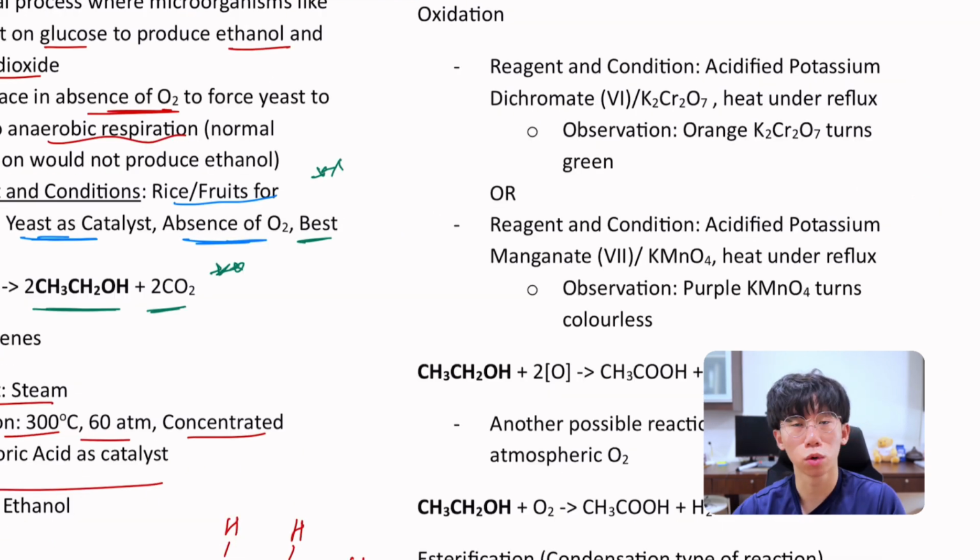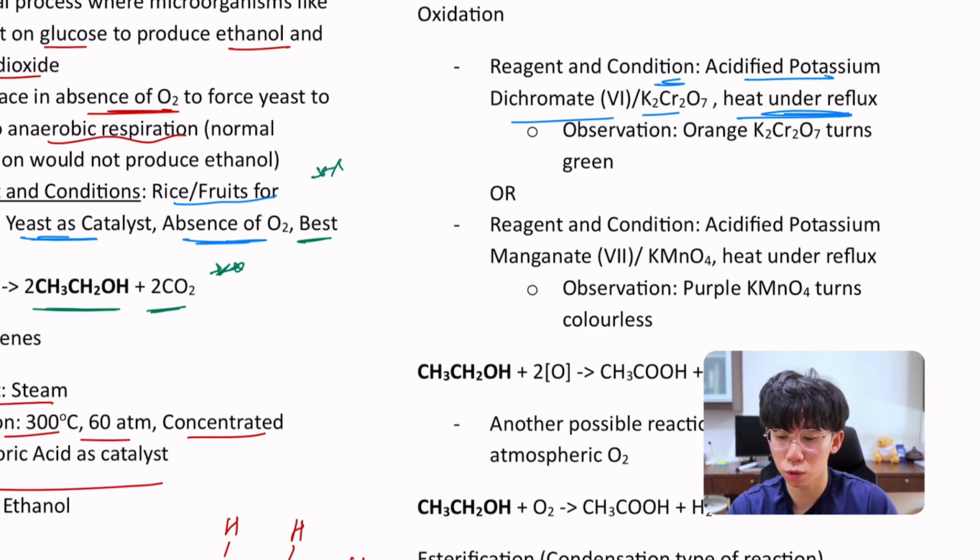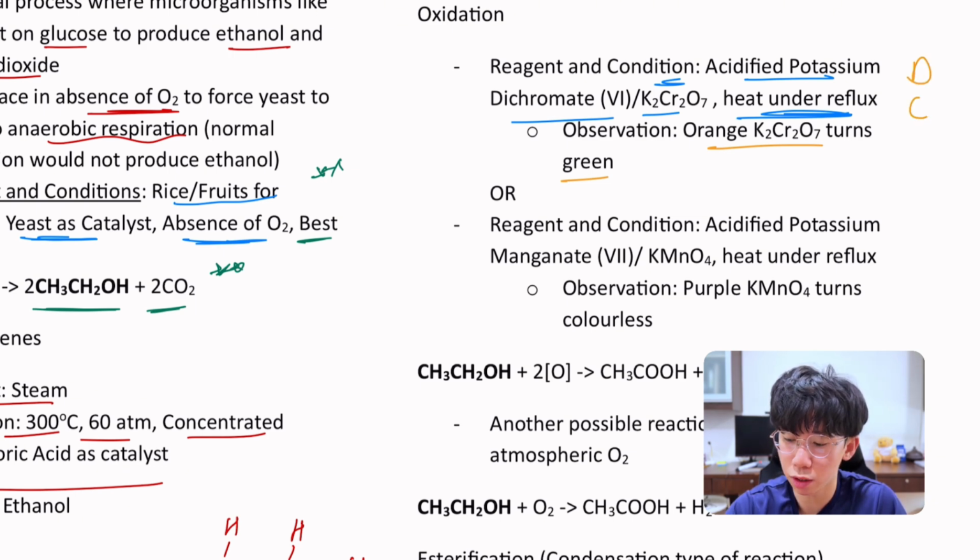Alcohols can also undergo a reaction called oxidation. Oxidation, as you know, requires an oxidizing agent such as acidified potassium dichromate(VI), which is K2Cr2O7, and then you can heat under reflux. If you use dichromate(VI), the orange dichromate(VI) will turn green upon addition to the alcohol. And how do you remember this? All you have to remember is DOG: dichromate orange to green.